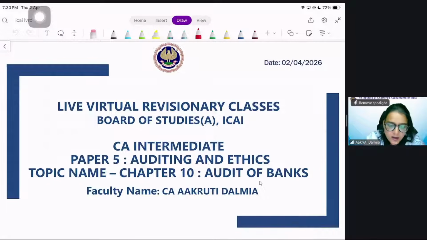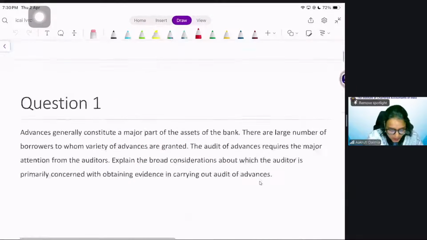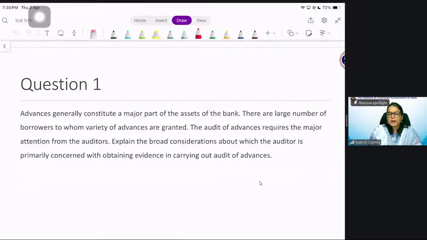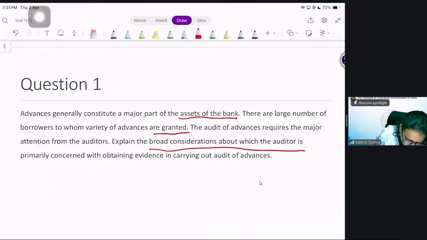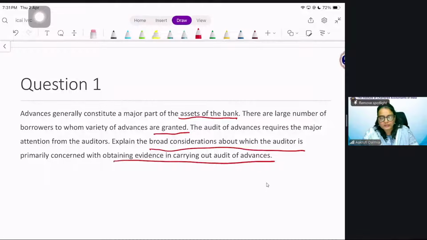Okay, let's get started with our chapter now, Audit of Banks. As usual, I have told you the basics, and we will go with those same basics while approaching the questions. Advances generally constitute a major part of the assets of the bank. There are a large number of borrowers to whom a variety of advances are granted. The audit of advances requires major attention from auditors. Explain the broad considerations about which the auditor is primarily concerned when obtaining evidence in carrying out audit of advances.